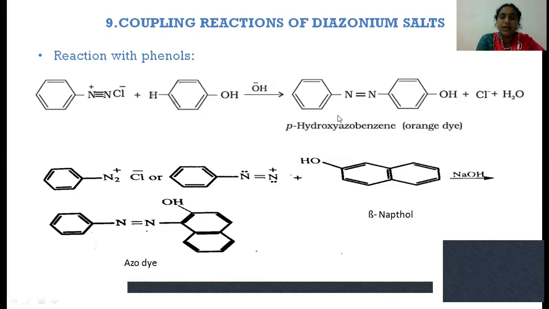These two compounds are dye compounds. Here also, the first position in naphthol becomes attached to the nitrogen and produces the azo dye. These two are examples of the coupling reaction. Here, benzene diazonium chloride reacts with phenol, which produces para hydroxy azobenzene, whereas benzene diazonium chloride reacts with beta naphthol, which also produces the azo dye.